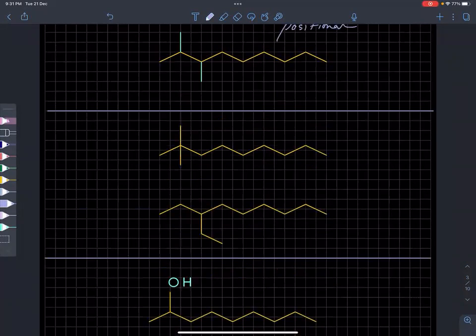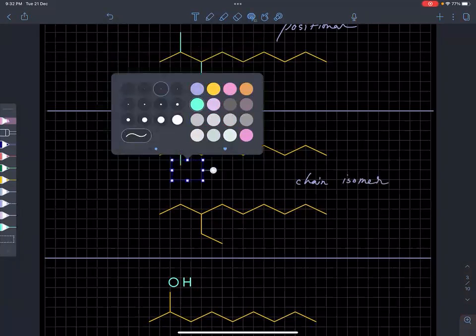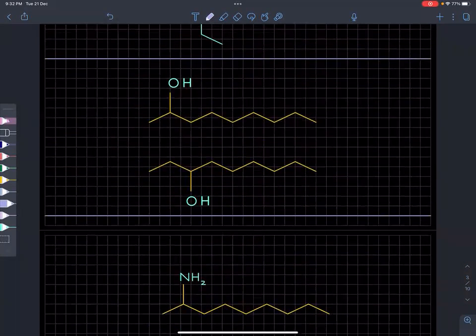What about these two? Chain isomers. The reason these are chain isomers: the substituents are different. The parent chain is same, but the substituents are changing. Here, there are two methyl groups, which are substituents, and in the second case, there is only one ethyl group. Even though the parent chain is same, if the substituents are different, then they are supposed to be chain isomers.